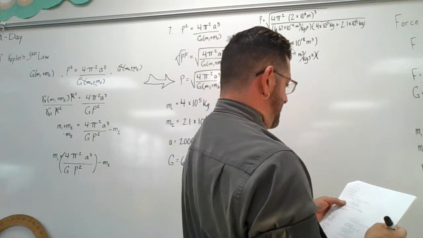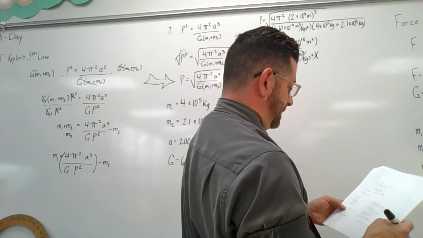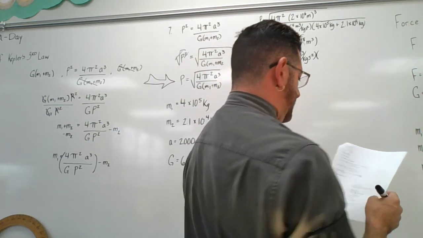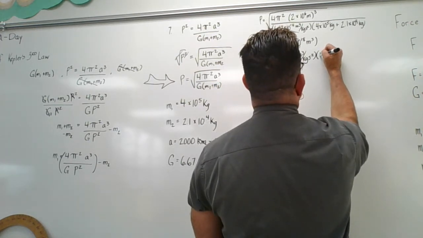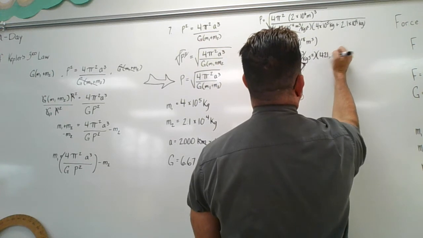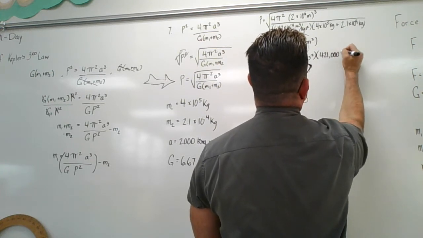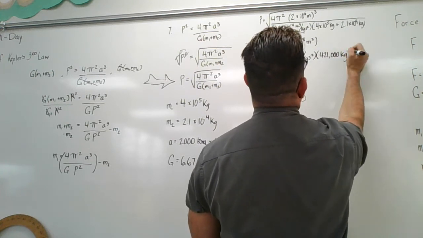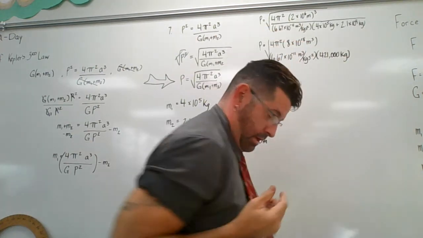So then we add these masses together. Oh, wait, which one am I looking at? Okay, here I am. My bad. And we get, well, this is easy, 421,000 kilograms.